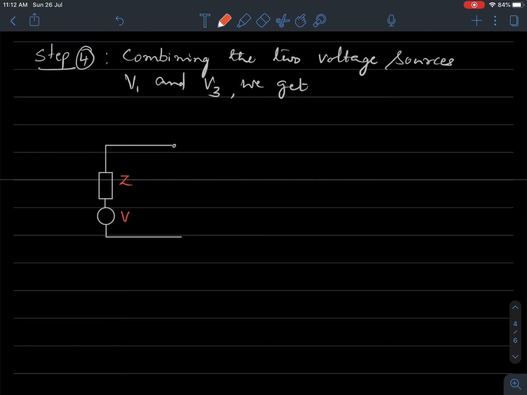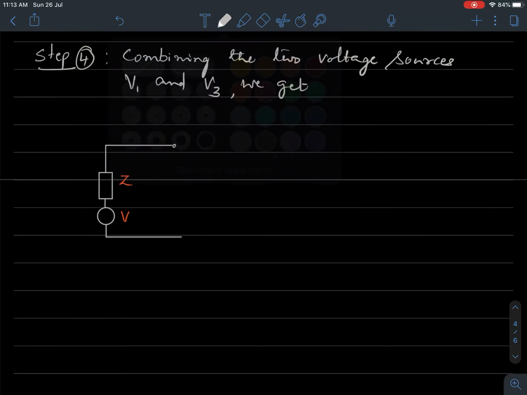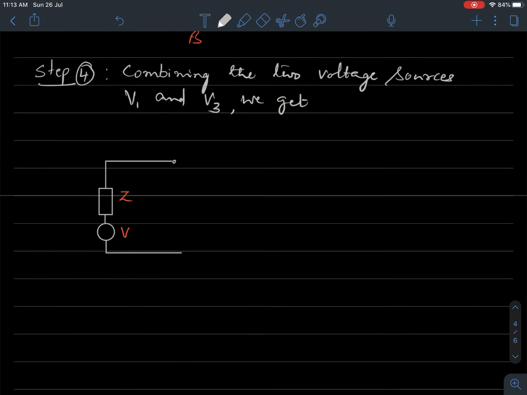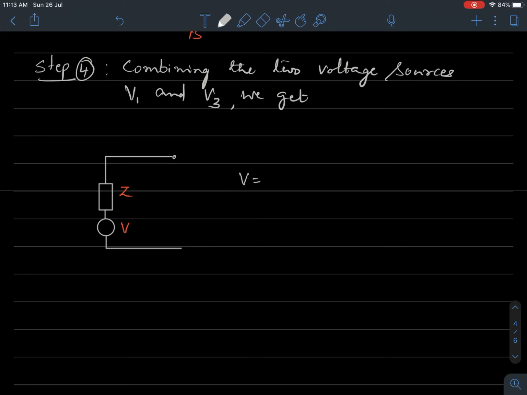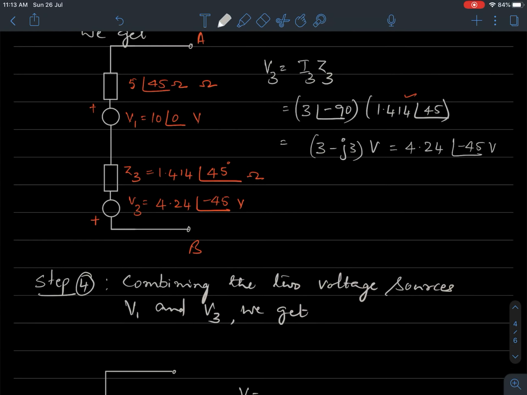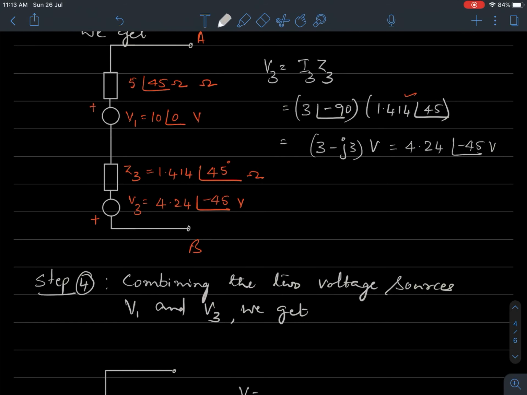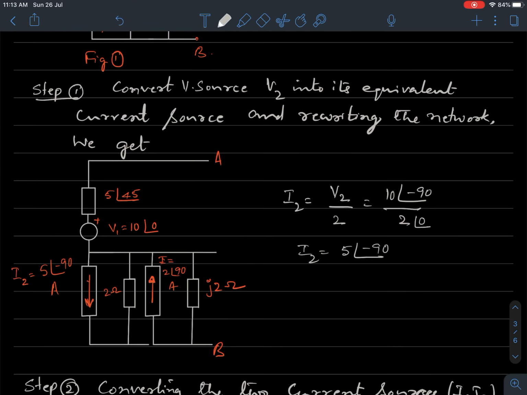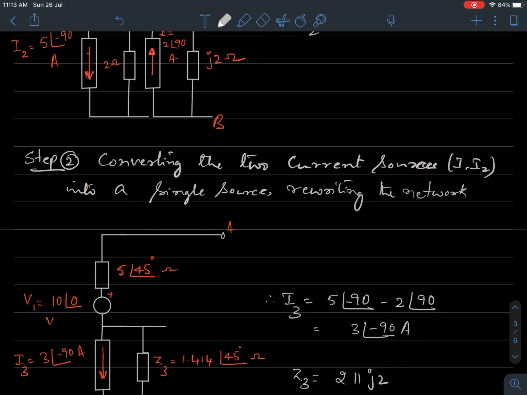So what is the value of V? What is the value of Z? And what is the polarity of V? That we have to determine. What is that V equal to? So V equal to, if I start from B and go towards A in this figure. In which figure? In this particular figure.